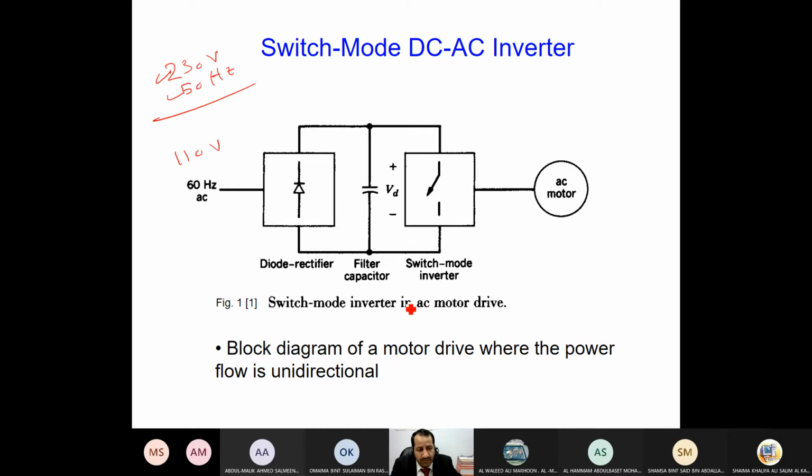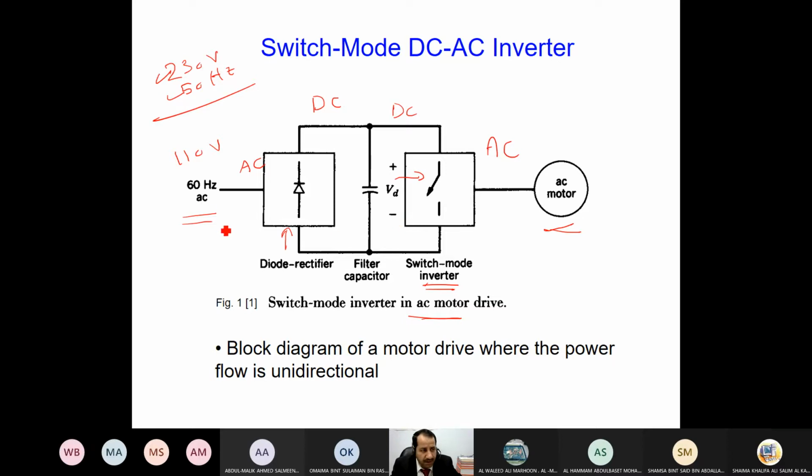Have a look. This is a simple circuit, called a switch mode inverter, used to drive an AC motor. My load here is an AC motor, and my conventional input is AC input. Now I put here a diode rectifier. Okay, diode rectifier, what would it give me? It would give me DC. Okay, here is DC, here is AC. Okay, a capacitor, to smooth the voltage, and then the DC voltage will be input to this inverter, switch mode inverter. And then I get AC.